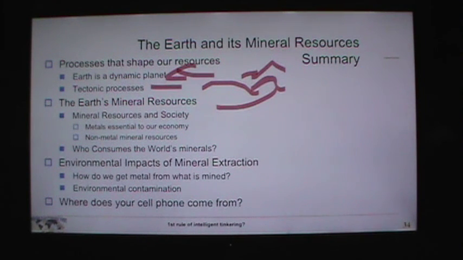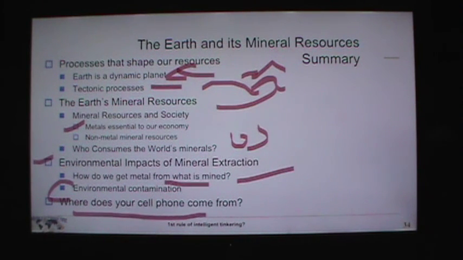We talked about the metals that are essential to our economy and where we get them from. We get them from other countries for the most part. And who consumes the most of the world's minerals? Well, we do. We get them from other places. We looked at the environmental impacts of mineral extraction. And how do we get metal from what is mined? That's the process of smelting. We talked about a few examples of environmental contamination, from Gold King mine to phosphate mines and other places.